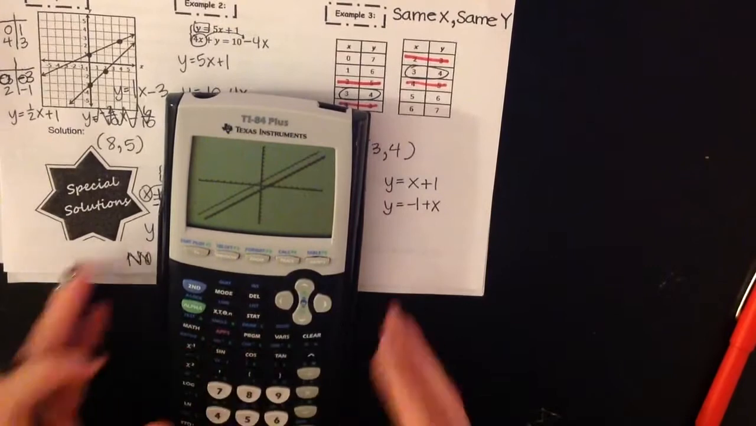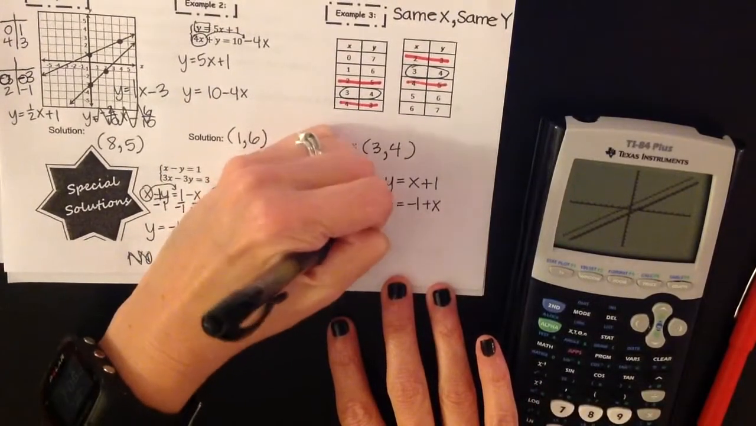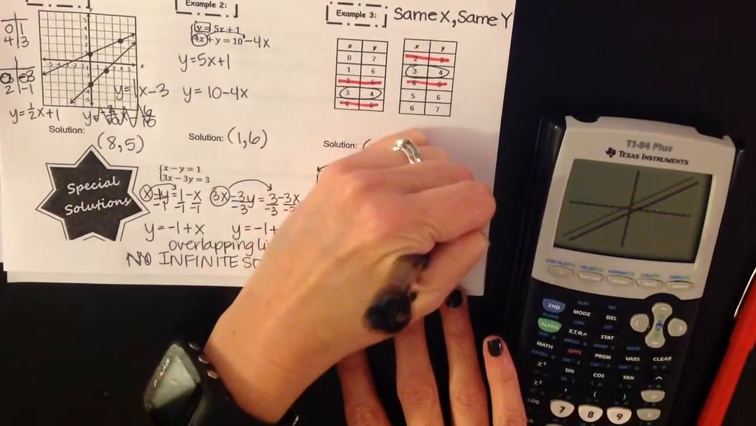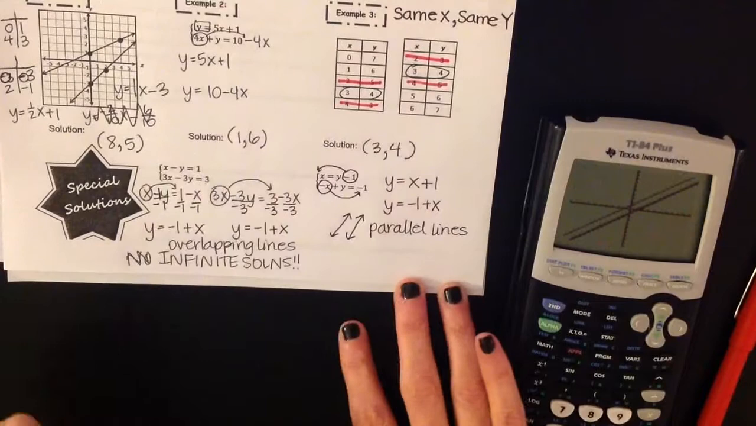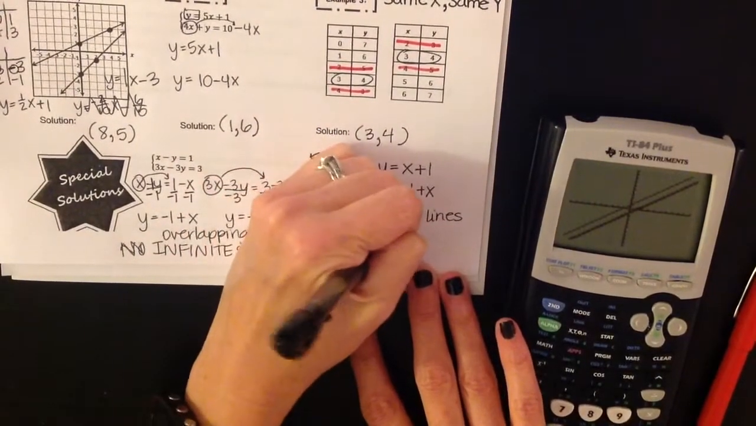And what kind of lines do you see? Those are parallel lines. And parallel lines will never intersect, which means they will never share an x and a y value. So this is no solution.